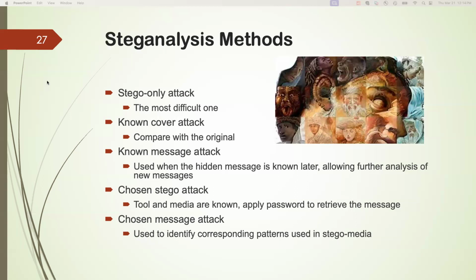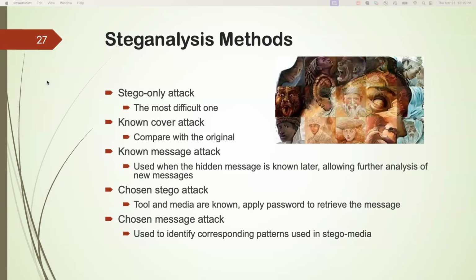The last two categories are the chosen stego attack and the chosen message attack. In a chosen stego attack, we know which steganographic algorithm or tool the suspect has used. We know the original cover file, and we know the text message as well. Sometimes steganographic tools such as StegHide also give you the opportunity to hide the message with a password, and it can only be recovered with the password.